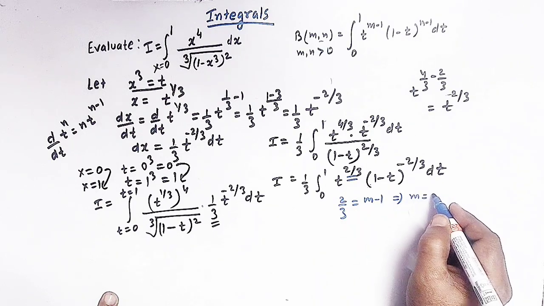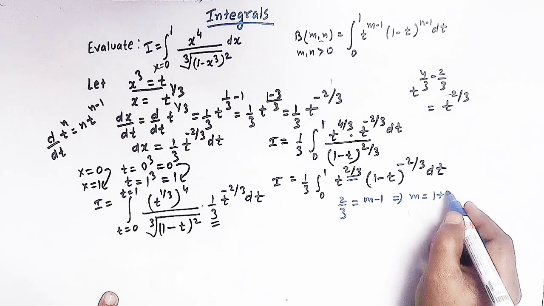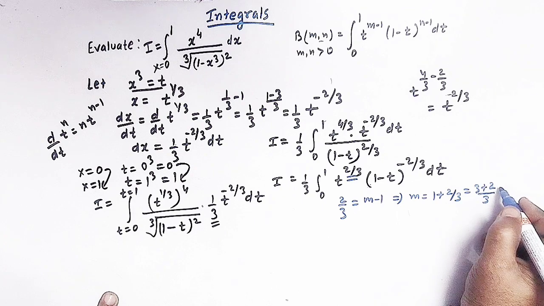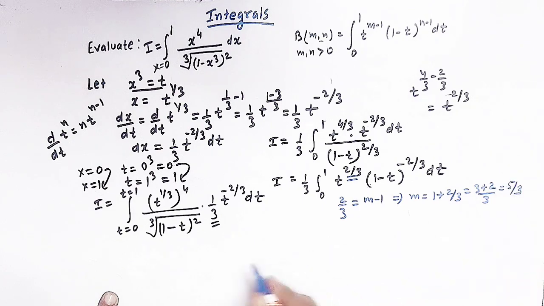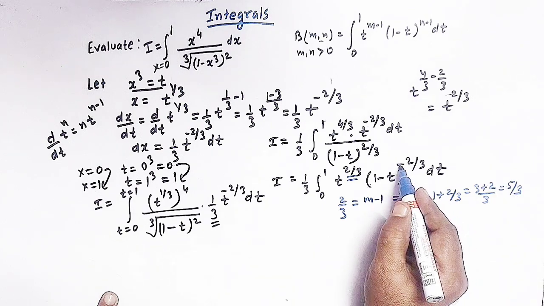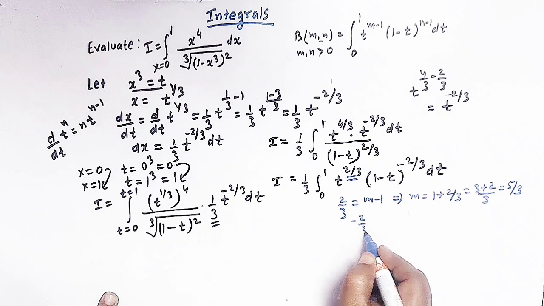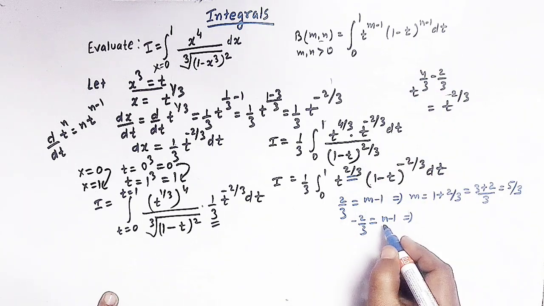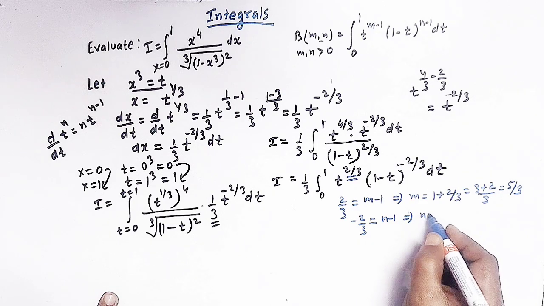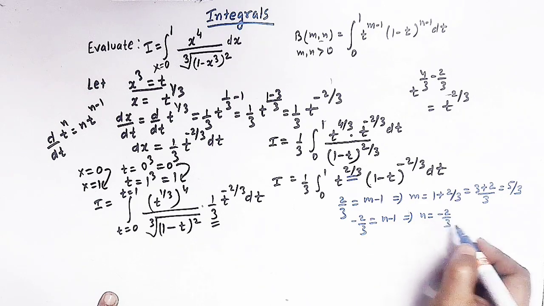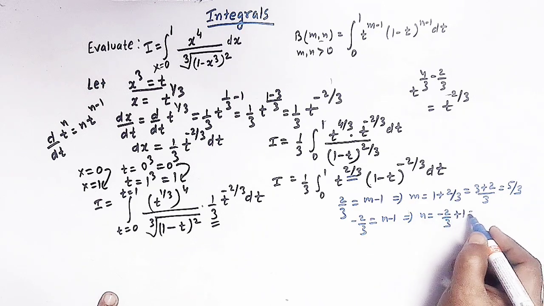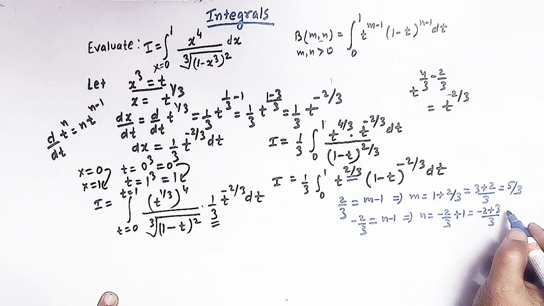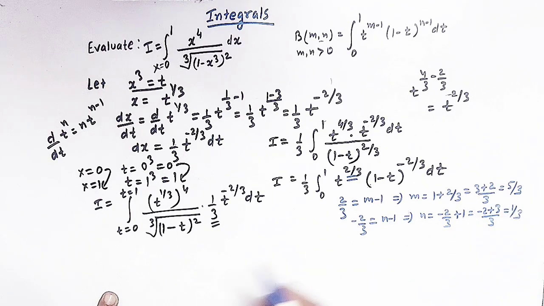So we have m is equal to 1 plus 2 over 3, that is 3 plus 2 over 3, that is 5 over 3. And similarly here we have minus 2 over 3, and here we have n minus 1. So solving this equation for n, we can now write minus 2 over 3 plus 1. So this is minus 2 plus 3 over 3, that is 1 over 3, right?